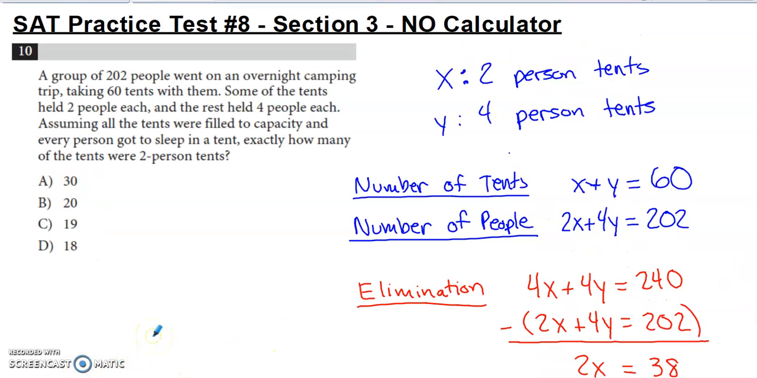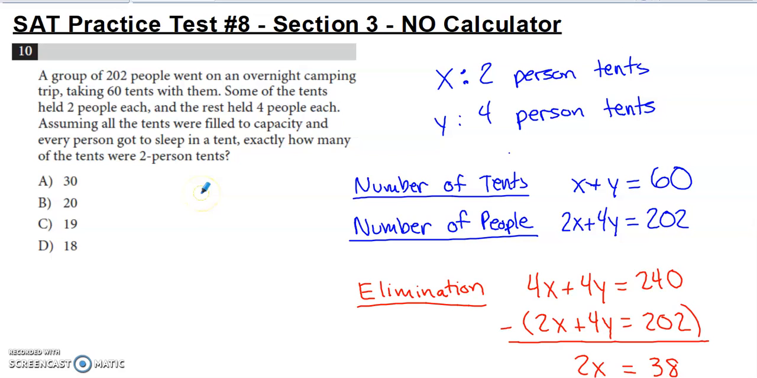And then the last question that we'll talk about here is a little story problem. You've probably done questions like this. It's a pretty popular type of question to pop up in Algebra 1 and Algebra 2 class. They tell us we've got a group of 202 people. They go on an overnight camping trip. They have 60 tents. Some of the tents held 2 people. The rest held 4 people.